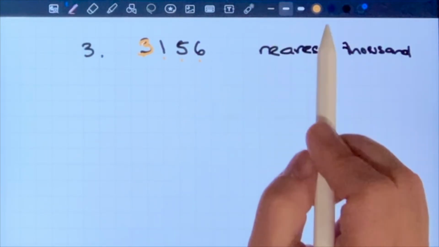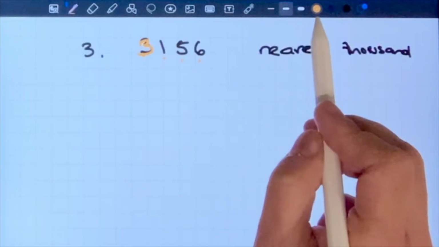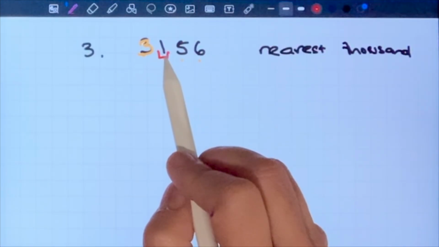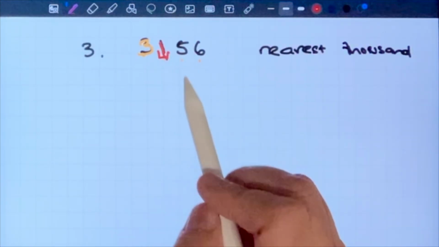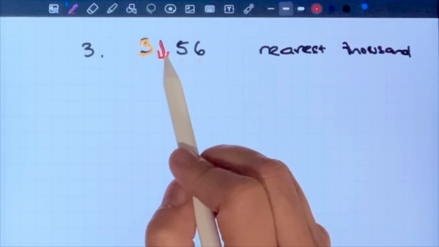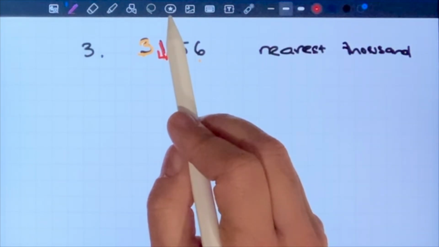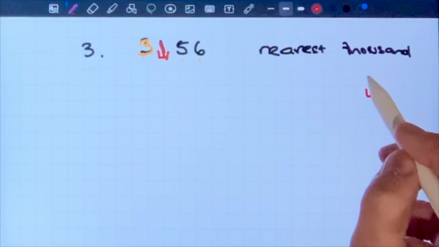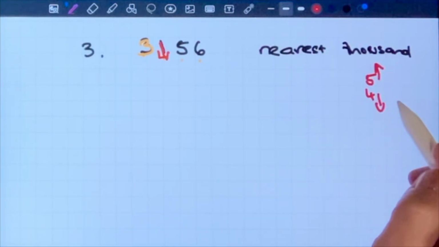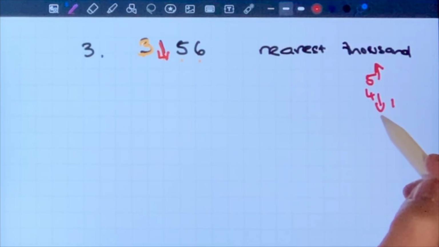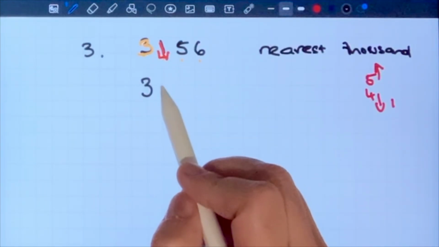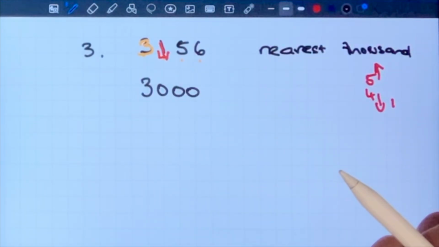How do I know if to round it up or down? I have to look at the number immediately to its right. The critical digit in this example is 1, and I have to now decide the 1 is going to tell me whether I'm going to round the 3 up or down. So, because 1 falls into this category of 4 and below, it's going to get rounded down. So, this will become 3,000.